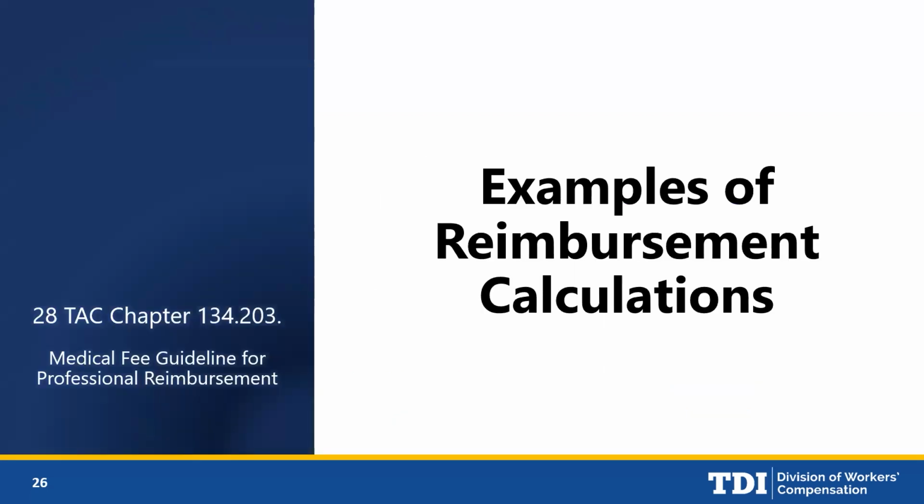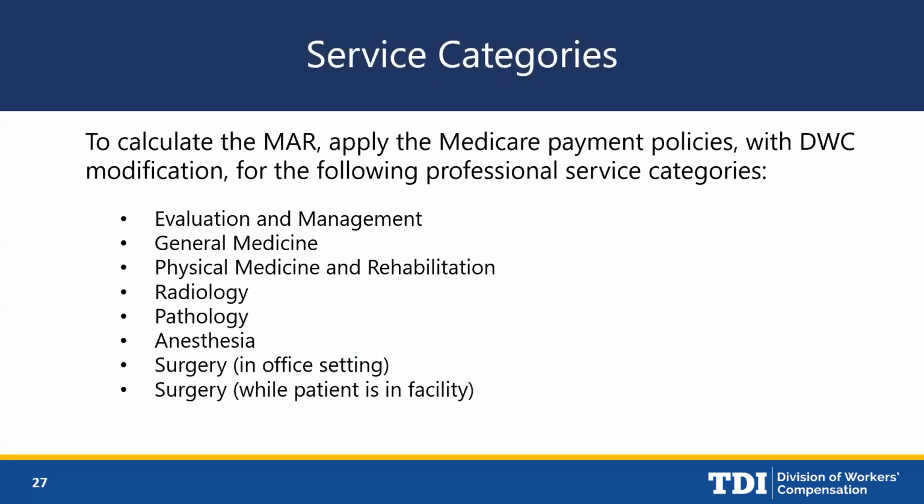All right, some examples of reimbursement calculations from 134.203. If you remember, 134.203 has service categories: E&M codes, general medicine, PM&R, radiology, pathology, anesthesiology, surgery.